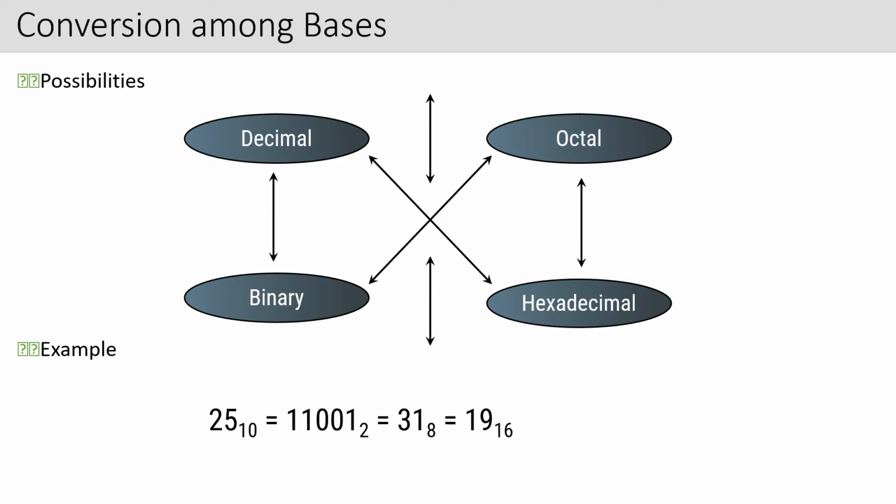Okay, if someone asks you to represent the decimal number 25 in binary form, what is the binary form of 25 to the base 10? That is 11001. If someone asks you what is the octal representation of 25? It is 31. And what is the hexadecimal representation of 25? It is 19.